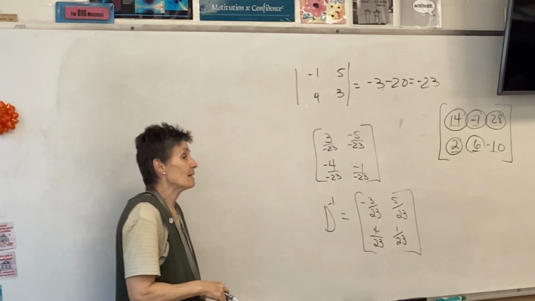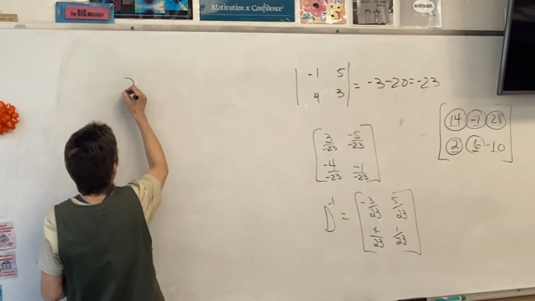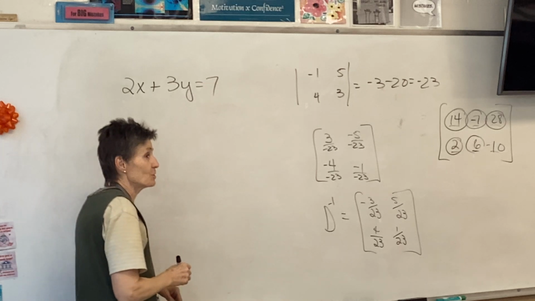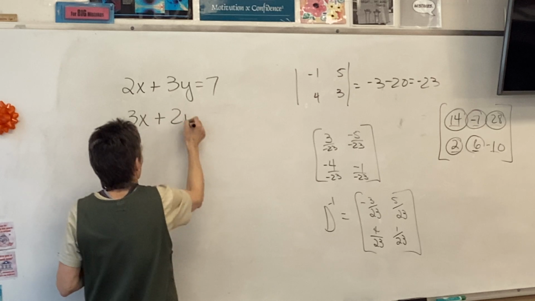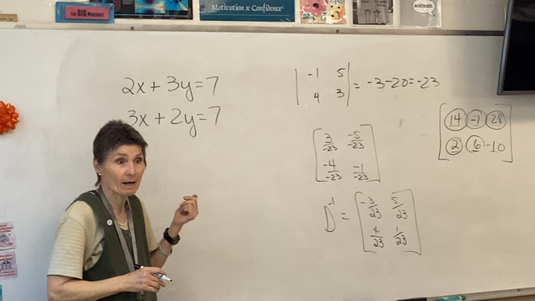Tyler, give me an equation with x's and y's. 2x plus 3y is equal to 7. Okay, perfect. Jaden, give me another one. 3x plus 2y equals 7. I don't know what's gonna happen, we're gonna find out.